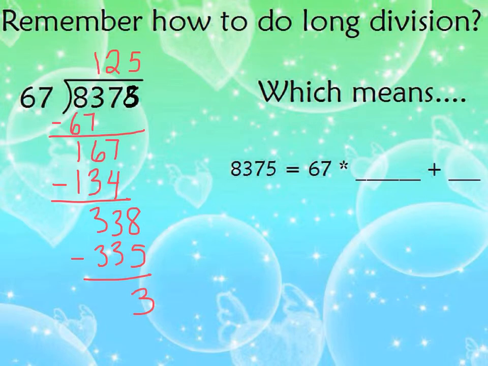Okay, so what that really means is that to get 8,375, we would have to take our 67 and multiply it by the 125 and add any remainder to it. And that would get us the 8,375. All right, so that mentality right there, that's what we're going to do with polynomials.